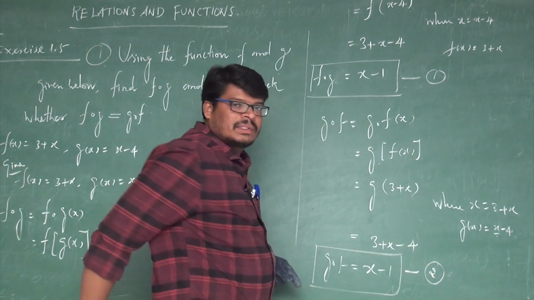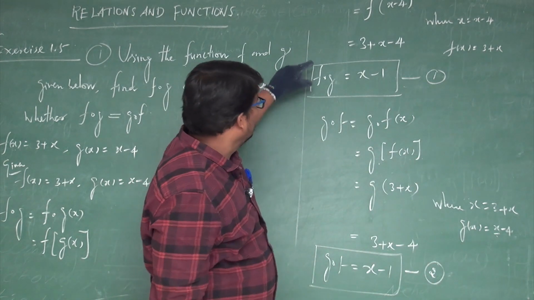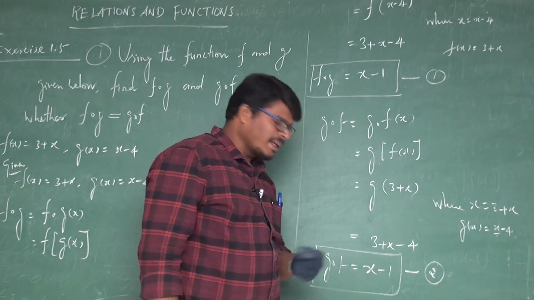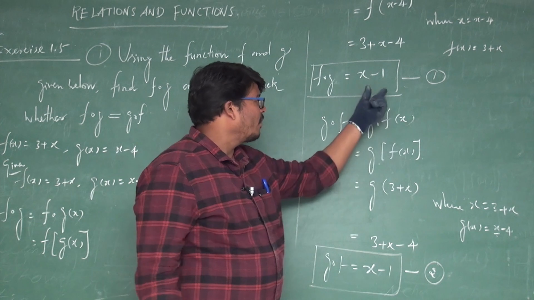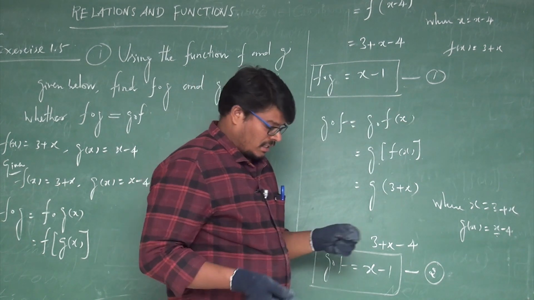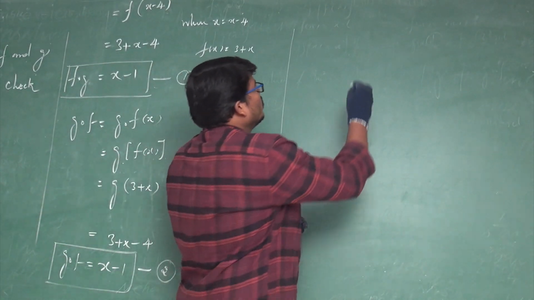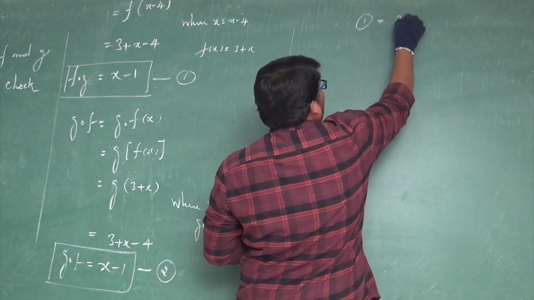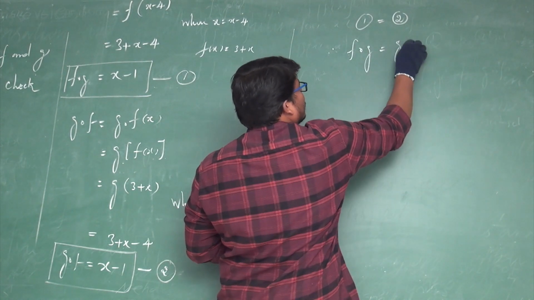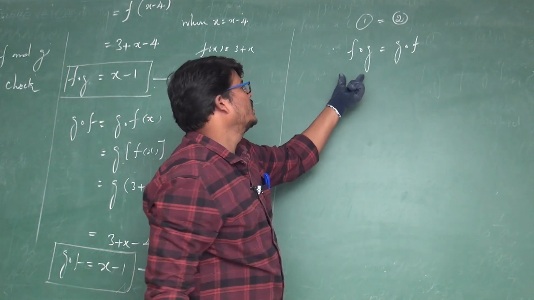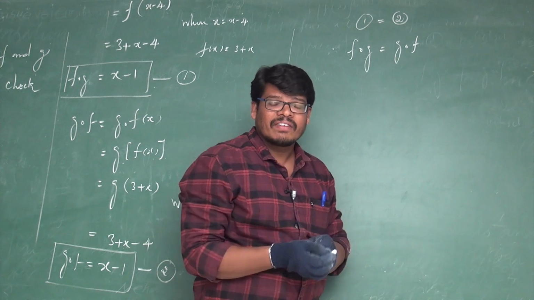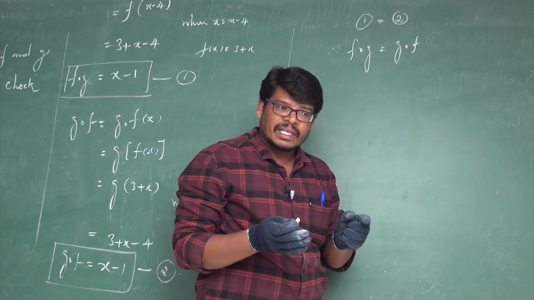Comparing equations 1 and 2: the first one, f dot g, is x minus 1, and the second one, g dot f, is x minus 1. Both are equal. Therefore f dot g is equal to g dot f. In general f dot g is not equal to g dot f, since the composition of two functions is not commutative.